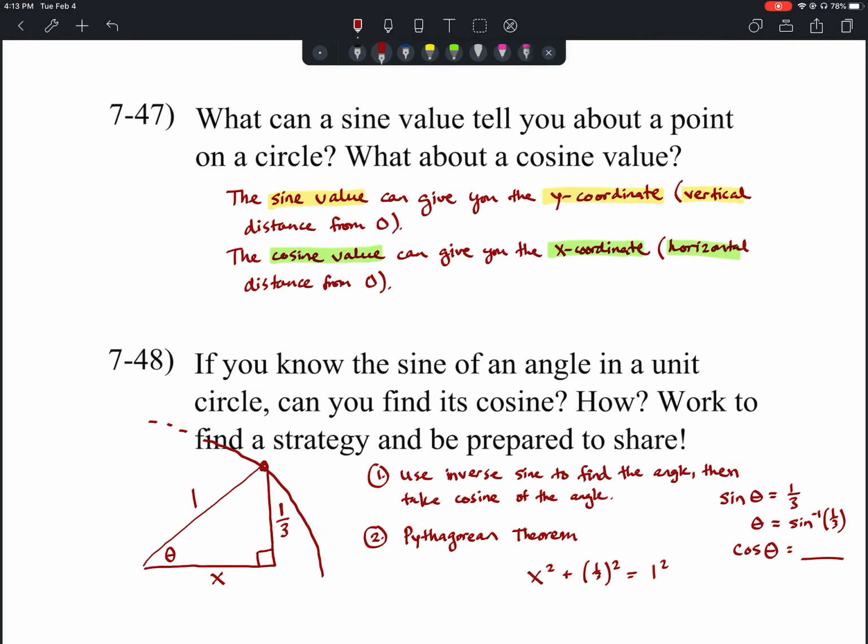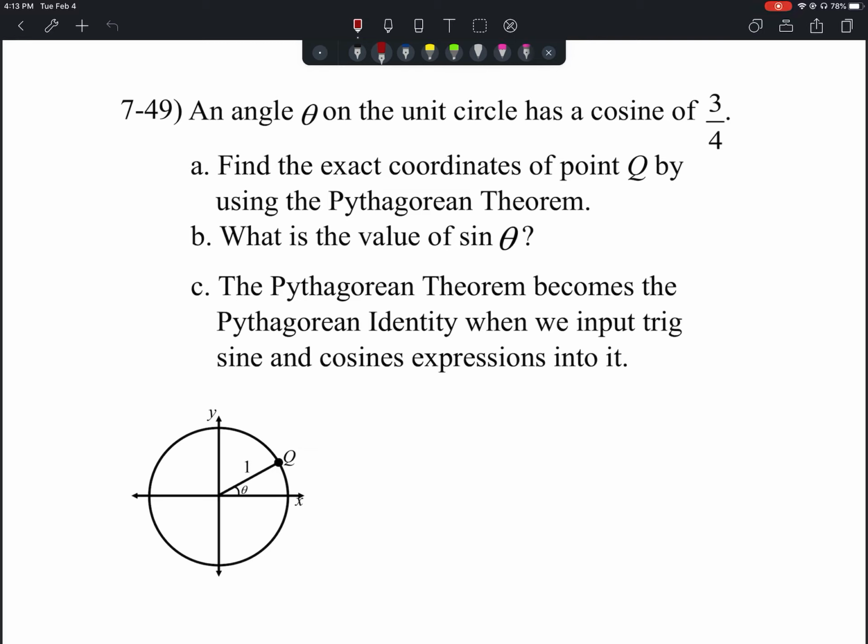Let's take a look at what this is building towards. So 7-49, an angle theta on the unit circle has a cosine of 3/4. Okay, it says find the exact coordinates of point Q by using the Pythagorean theorem. Okay, so this is why we didn't solve the last one, because I knew we were going to be solving one here. So as we look at this, we've got our point Q on our circle. I'm going to go ahead and just draw in that right triangle, or that part of our bow tie. And if we look at that, we can say that we've got our x coordinate already, right? We already said that if it has a cosine value, that's going to be 3/4.